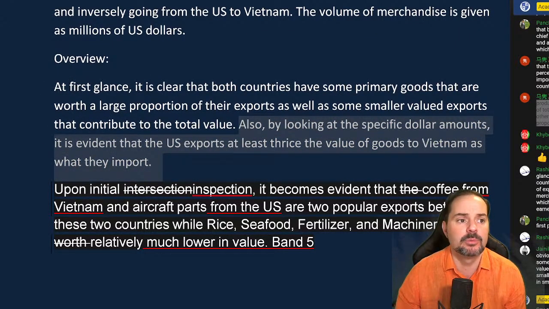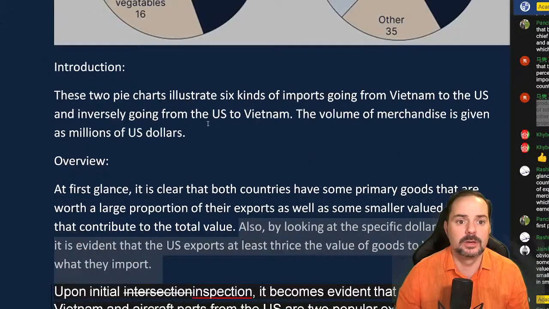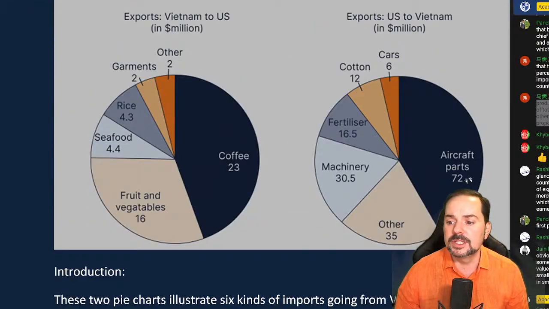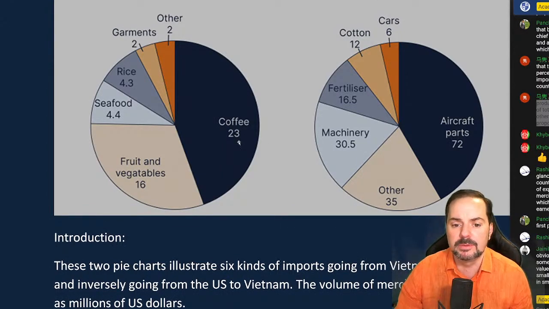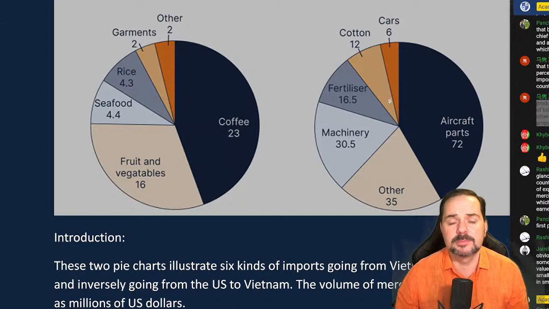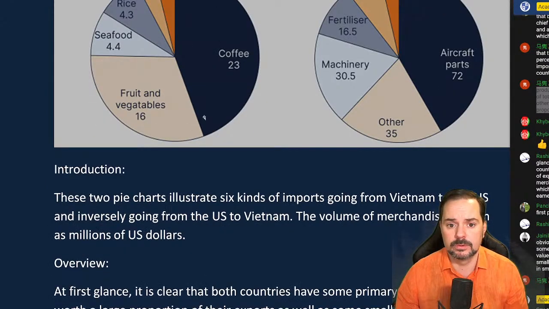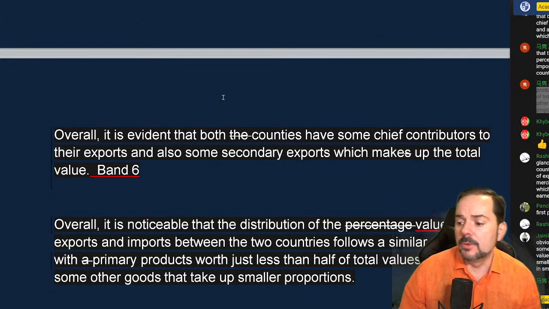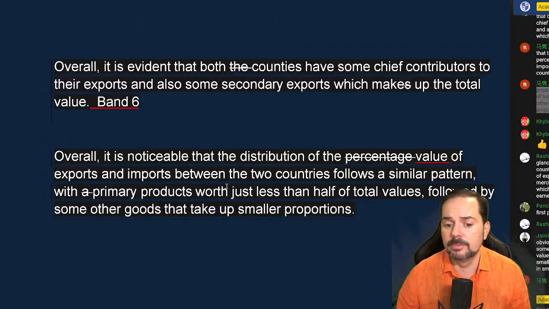So this piece is a pretty important piece for the overview. Okay, so let me take that out so we can see it. So notice again that here we have $72 million in aircraft parts, and coffee's only worth 23 million. So the value of US exports is much greater than the value of Vietnam's exports, and it would be a good idea to mention that in your overview. Okay. All right, everyone. Rashika Janil, I see that you've got some writing there too. Keep writing. I'll take a look at yours for the body paragraphs.